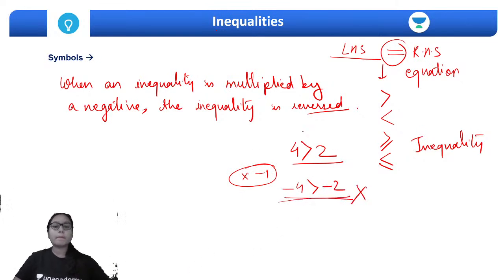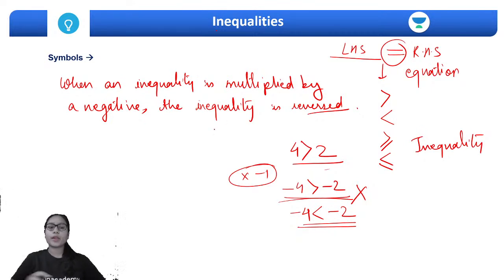But this inequality becomes wrong, right? So whenever you are multiplying any inequality by a negative number, we have to flip the sign. We have to reverse the sign. So the correct inequality would be minus 4 is less than minus 2. I hope this is clear. This is the one point that you need to keep in mind. Rest, everything is okay, similar to that of an equation.